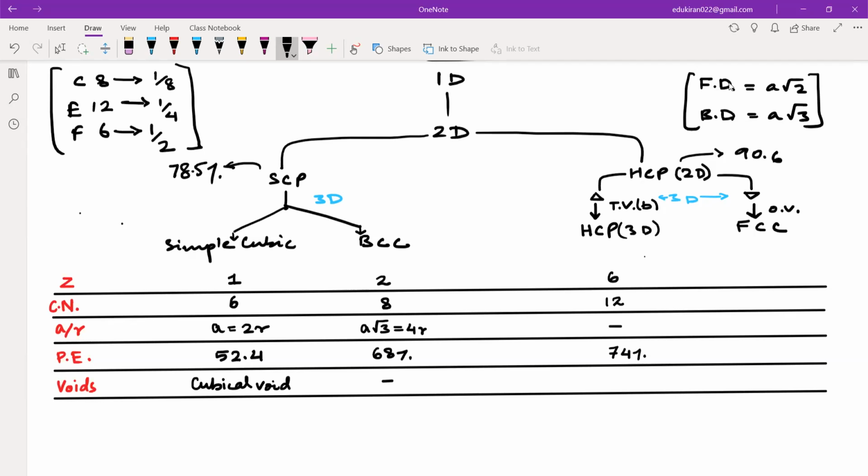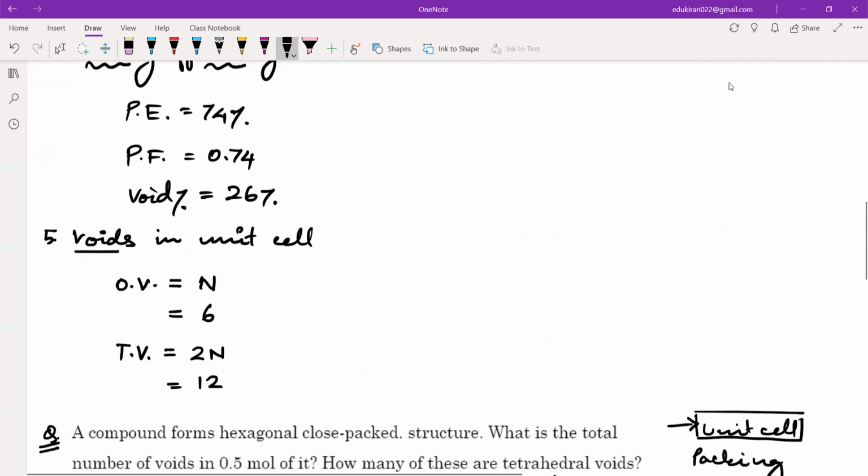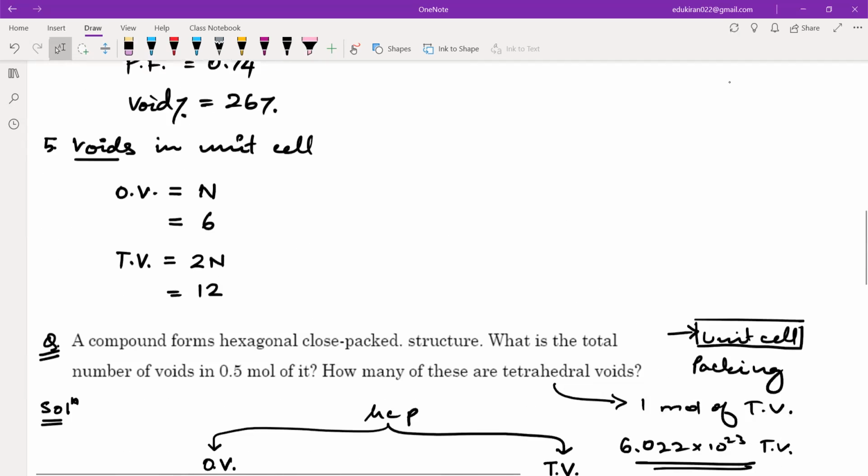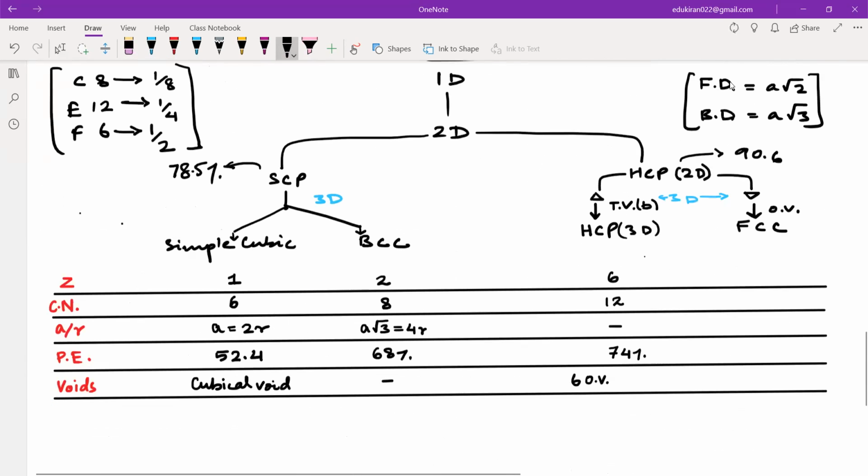26%. No, which voids are there? There are 6 octahedral voids. It is written above, this part here, voids in unit cell. We have noted: octahedral voids are 6 and tetrahedral voids are 12. There are 12 tetrahedral voids.